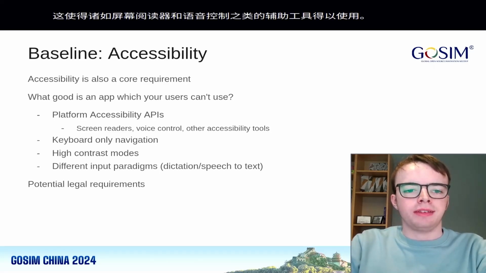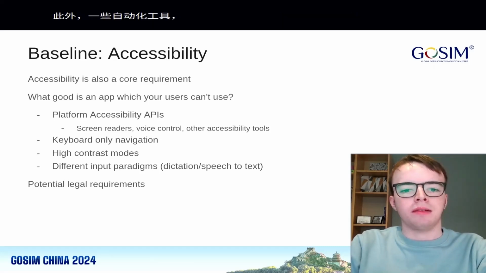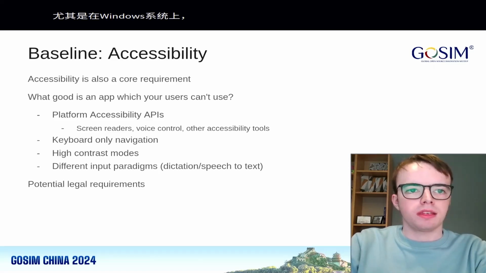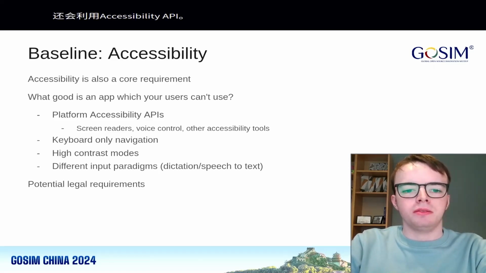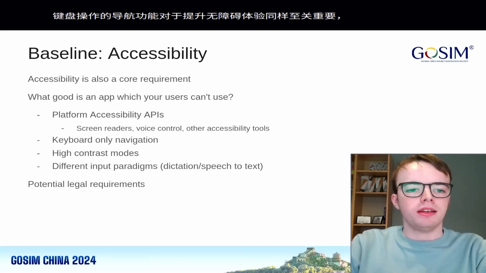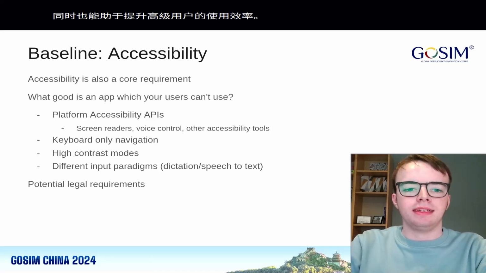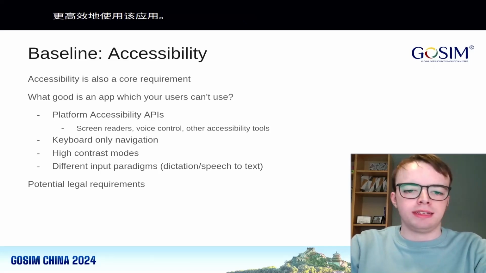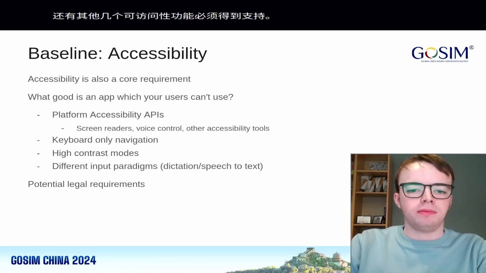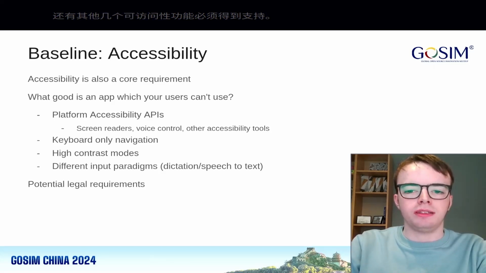Keyboard-only navigation is also important for accessibility, but it also helps power users use the app more efficiently. There are several other accessibility features which must be supported. Additionally, it is or will be a legal requirement that apps meet accessibility guidelines in some jurisdictions, such as those covered by the upcoming European Accessibility Act 2025.